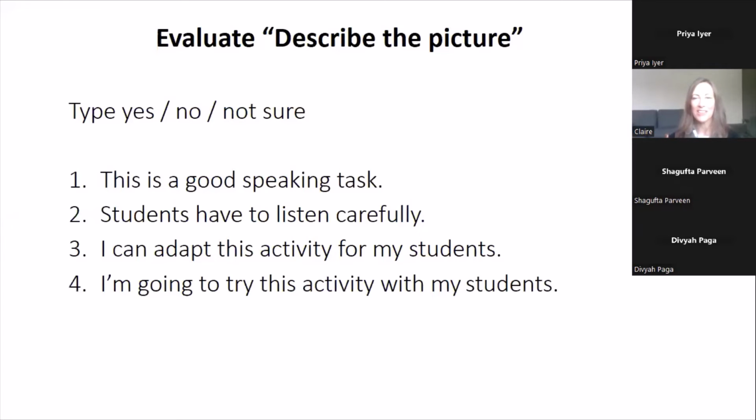So anybody going to try this? Or has anyone already tried it before? Number 4. Oh, great. Okay. I want you to come back and tell us how you did after you tried it. Yeah, it is fun. And I think students, they do enjoy this.